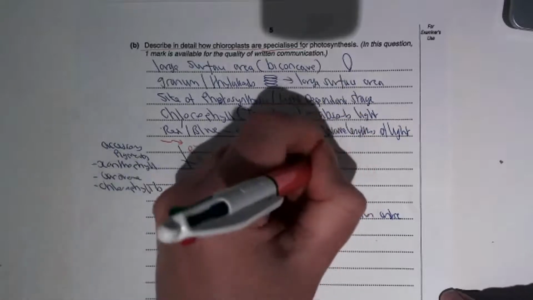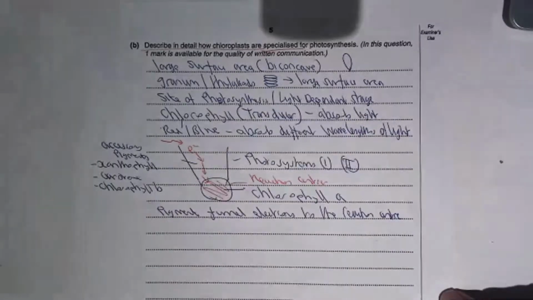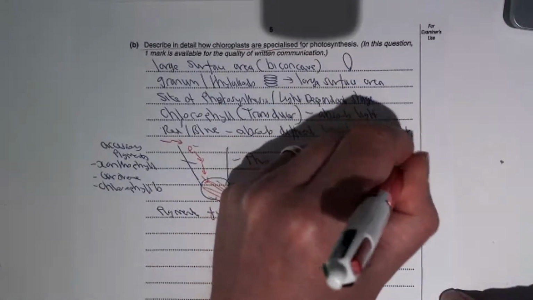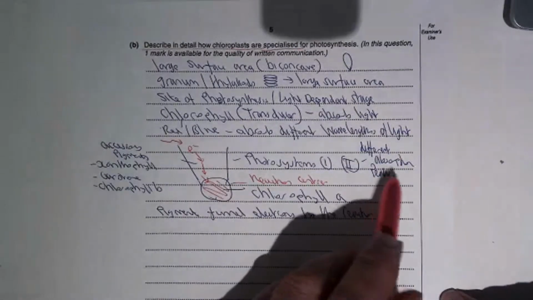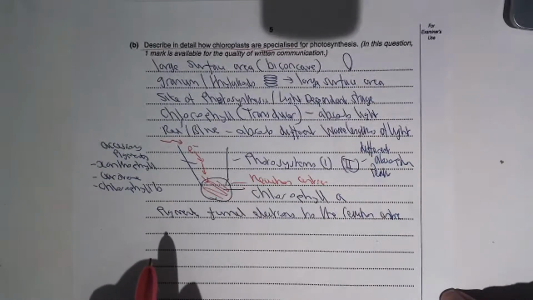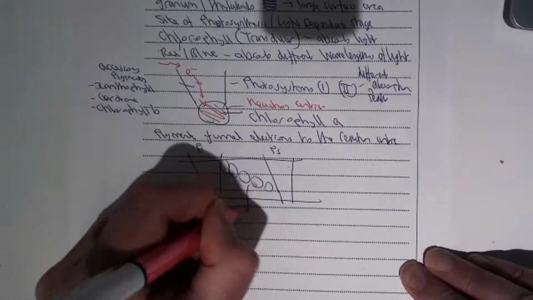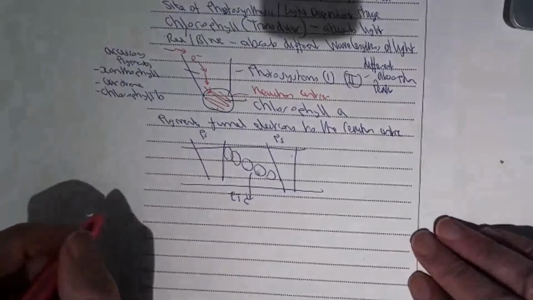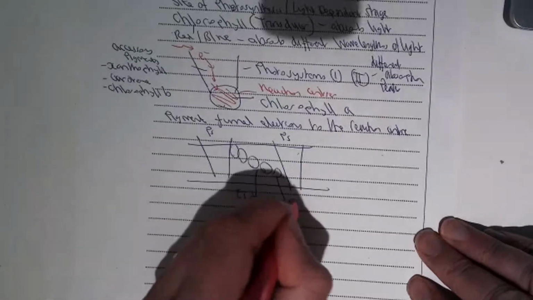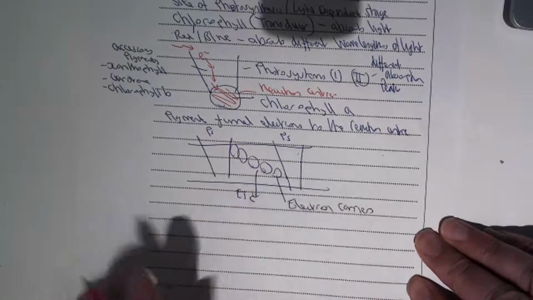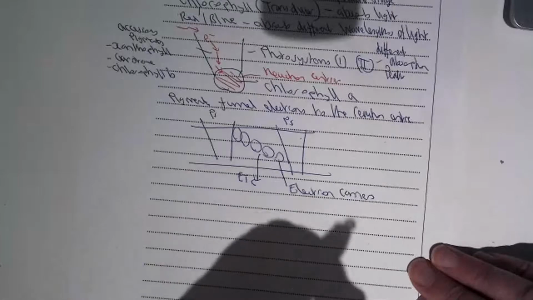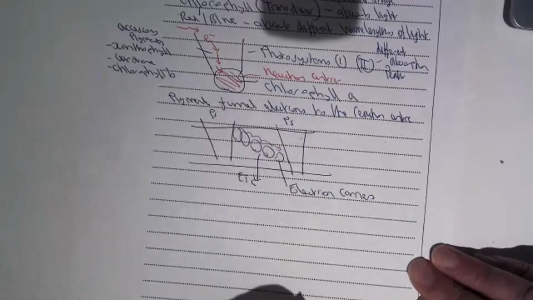You've got two different photosystems. You've got photosystem 1 and photosystem 2. And they have different absorption peaks. So they absorb wavelengths of light that are slightly different. So once you've got your membrane, you've got your photosystems, and between the photosystems, you've got an electron transport chain. And these are made of electron carriers. And they carry electrons down that electron transport chain.